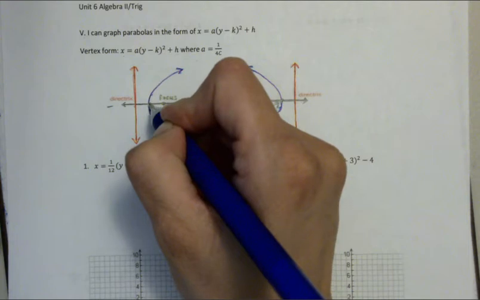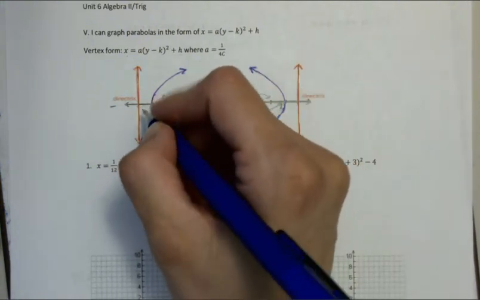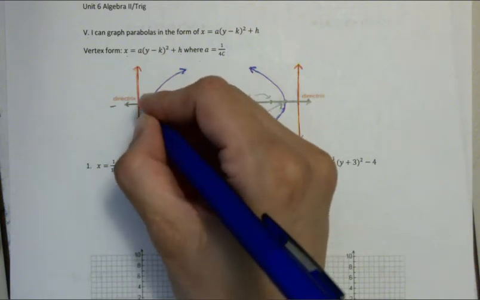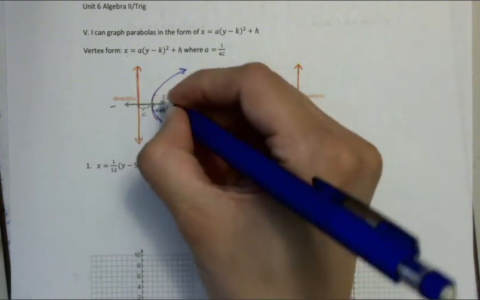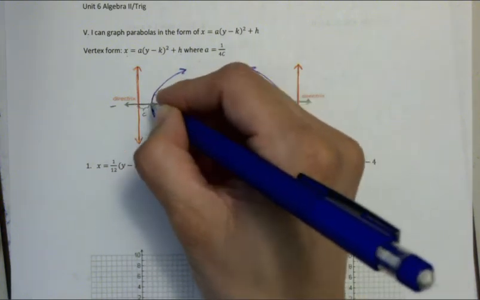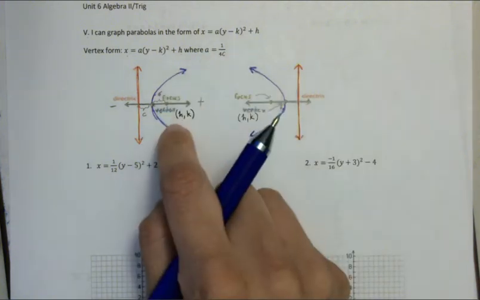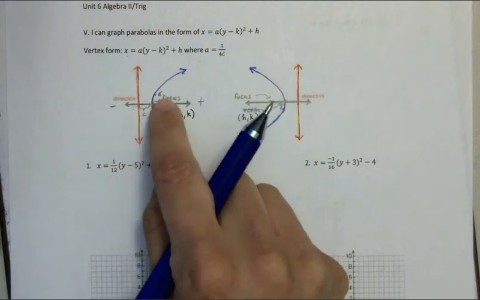Also, (h, k) is our vertex. It's our starting point right here. And we remember from our upward and downward facing parabolas that this distance from the directrix to the vertex is c, and from the vertex to the focus it's that same distance, also called c. The focus to the vertex and the vertex to the directrix are equidistant, so they're the same value.